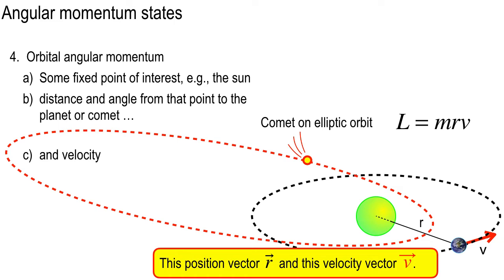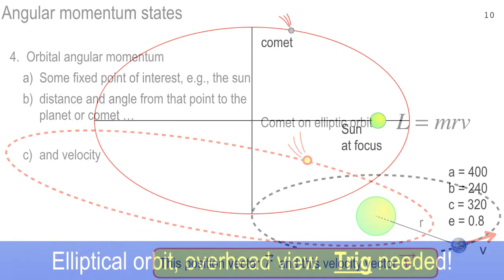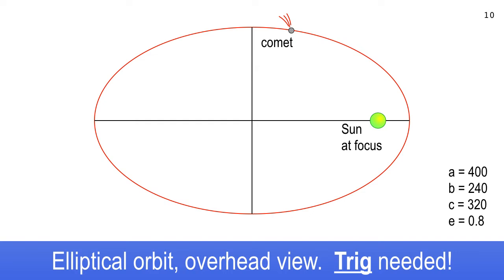So if it's not a circular orbit, if it's an elliptical orbit, it's definitely trickier. Let's take a look at an elliptical orbit. Here's the overhead view, like looking down from the North Star. And our solar system, if you're looking down from the North Star, everything goes counterclockwise. Go ahead and make a note of that.